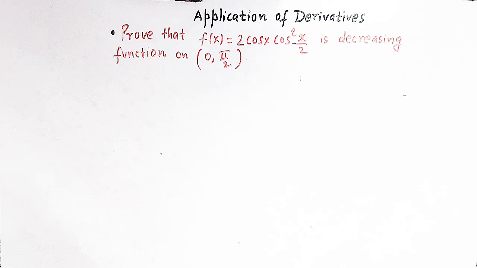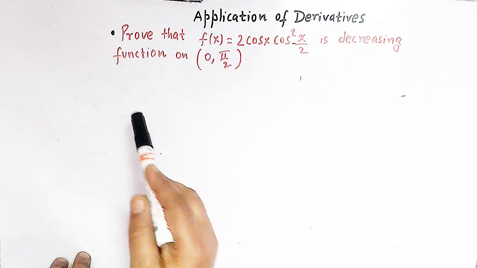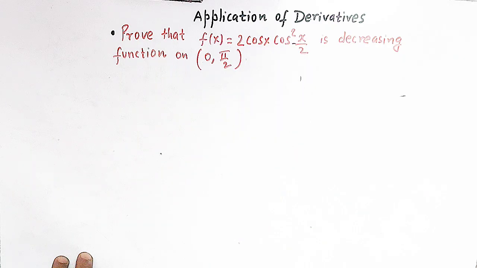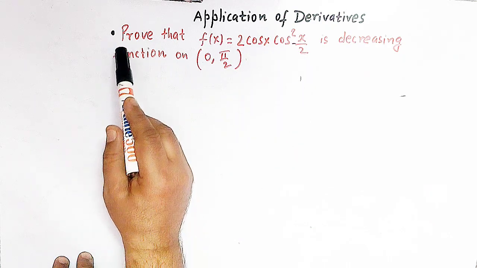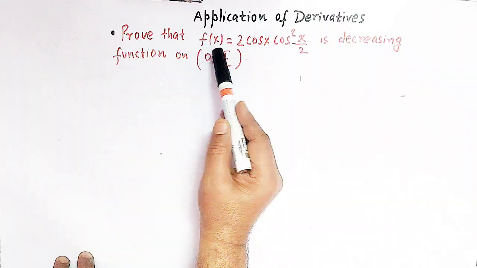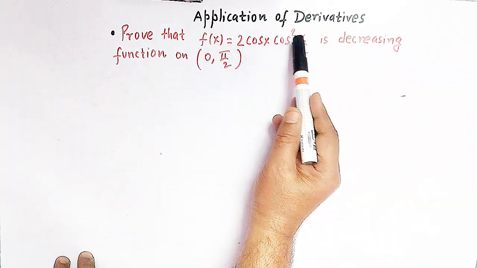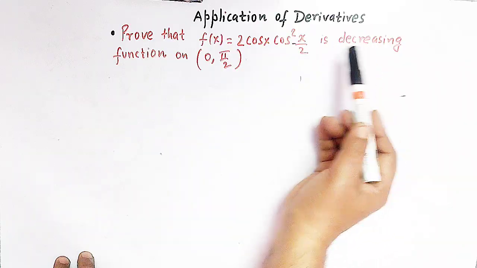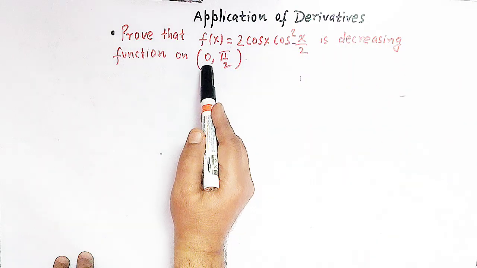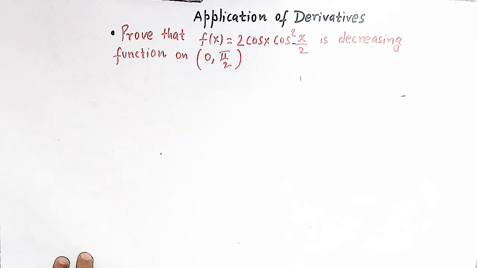Hello viewers, in today's session we are going to discuss another important problem from application of derivatives, and here we are going to take up an important problem from the concept of increasing and decreasing functions. So here we have to prove that this function f of x, that is 2 times cos x, and here cos square x over 2, is a decreasing function on this interval, that is 0 to pi by 2.